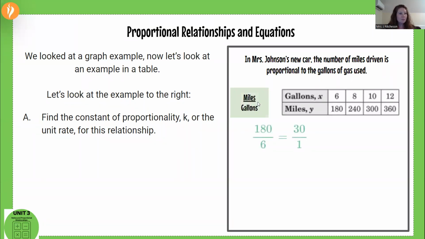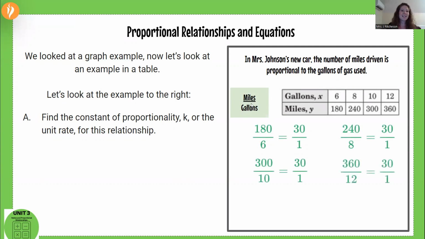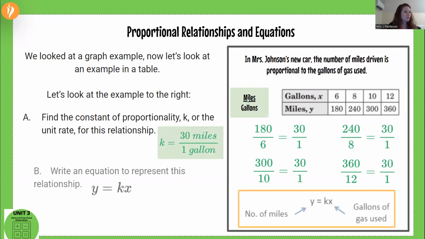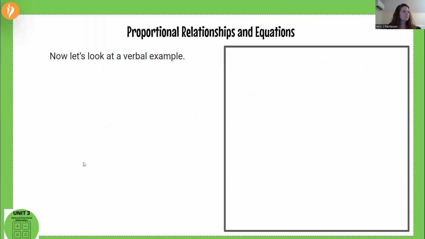So our constant of proportionality in this situation is 3. We divide the miles by, did I say 3, guys? I'm so sorry. 30. Just kidding. It is 30. Please excuse me. So 30 miles per gallon. So what would the equation be? y is equal to 30 times x.